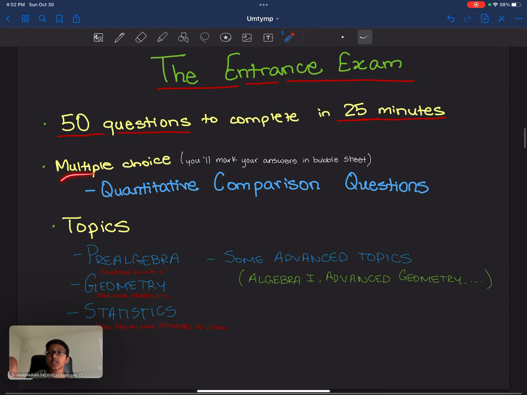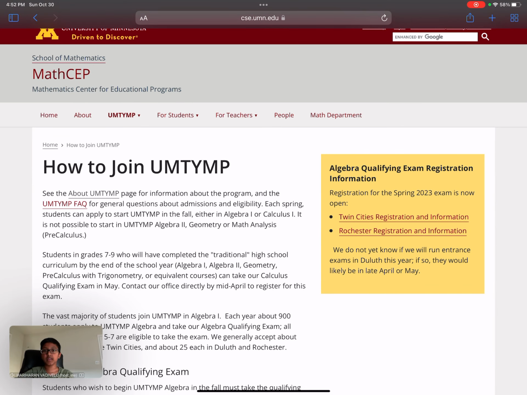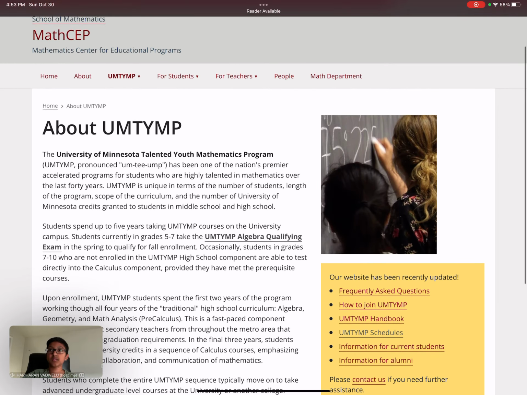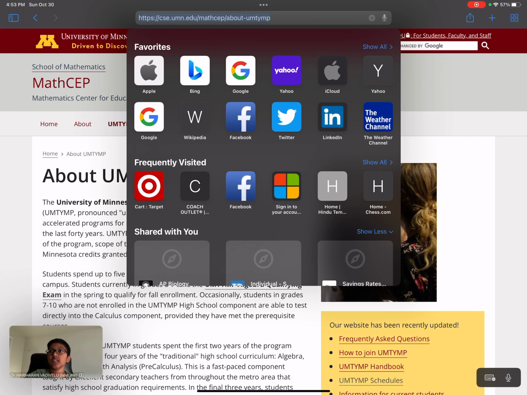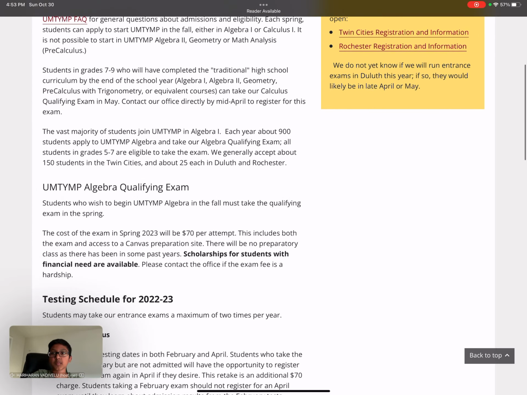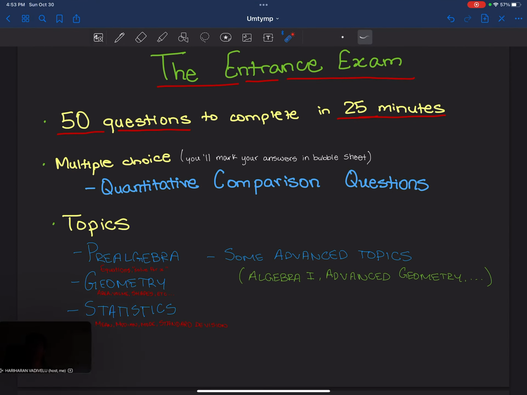This is multiple choice, which may be a relief to many of you, and it's a quantitative comparison. Actually, if you want more information on this test, you can go to this website. It has a lot of information on the UMTYMP program. I'll put a link to this in the description if you want to check it out. It has a lot of information: where the exams are taking place, when, cost, stuff like that. Go check it out when you want to.